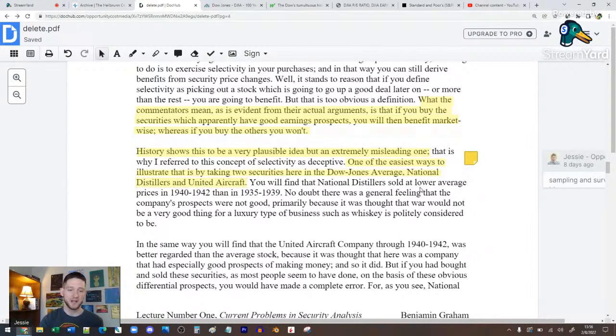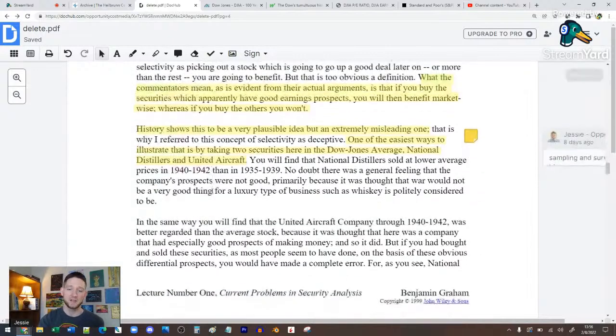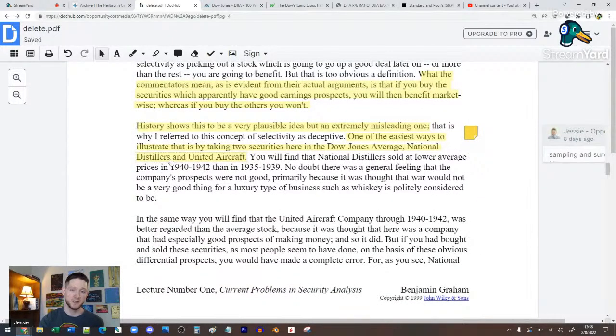So you have two companies, National Distillers and United Aircraft. National Distillers sold at lower average prices in 1940 and 1942 than in 1935 to 1939. Imagine this distillers company, a whiskey company, and whiskey was a more luxurious alcohol at the time. In 1935 to 1939 the stock was selling higher, and in 1940 to 1942 it dropped. No doubt there's a general feeling that the company's prospects were not good. So he's saying that everyone felt they weren't going to grow as much as they had in the past.